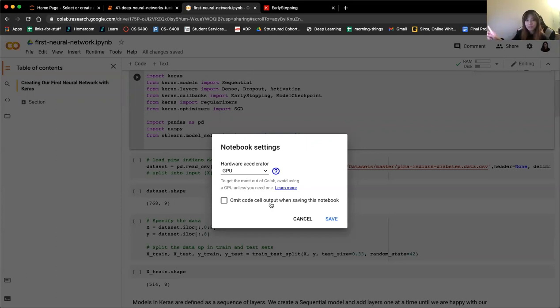One perk of using this as well is you can actually run 2 neural networks at a time. You can run one on Colab, one on your local computer. That's what a lot of students do. Okay. Yeah.